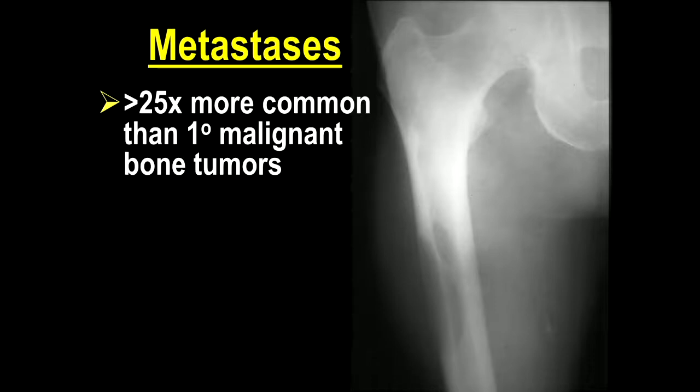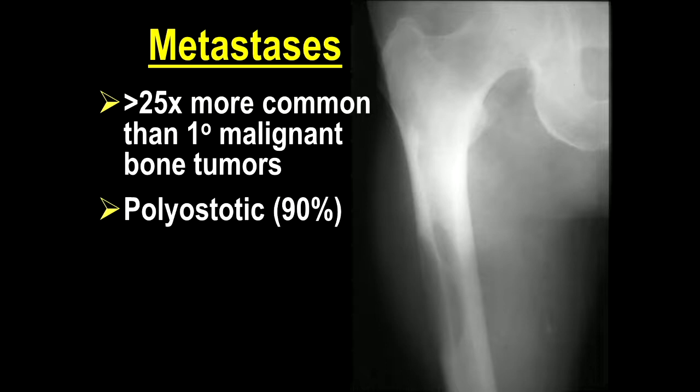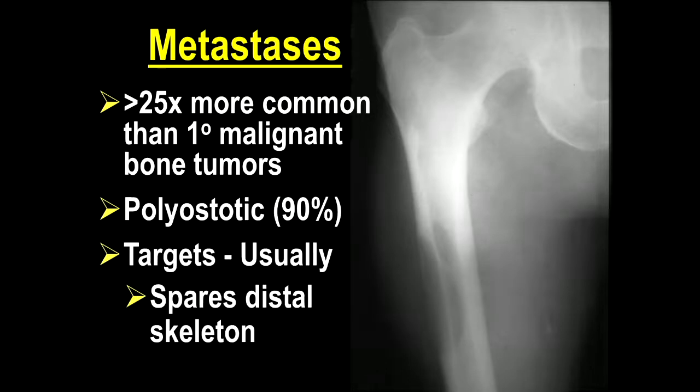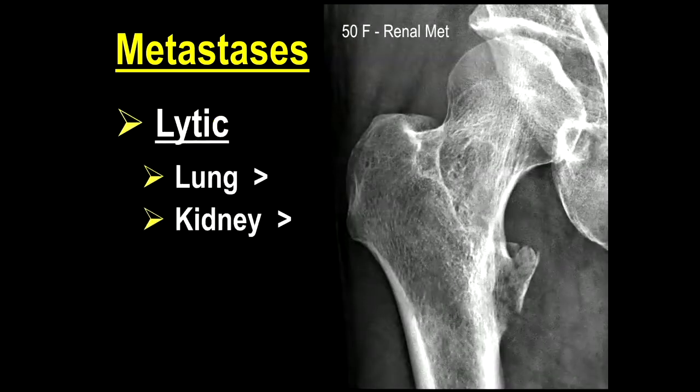They're at least 25 times more common than primary malignant bone tumors. Often they're polyostotic when they are diagnosed, and they target usually the more central skeleton, proximal to the elbows and knees, sparing the distal skeleton. When we see a lytic metastasis, we think about lung, kidney, and breast primaries, such as this pathologic fracture at the lesser trochanter from a renal metastasis.